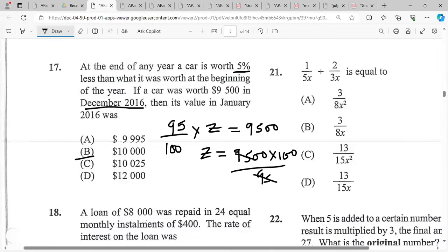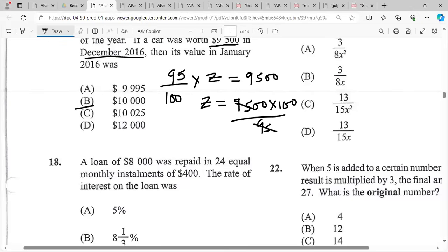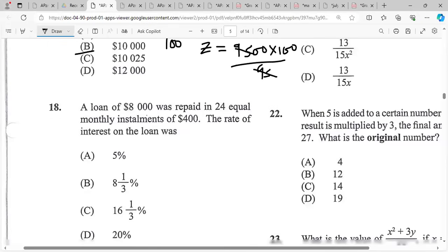So it's 10,000. If you're never sure of the formula, you could literally find 5% of all of the numbers here, and whichever one, when you subtract the difference, gives you 9.5, that is the answer. A multiple choice, guys. Use up your skills and try to get it.